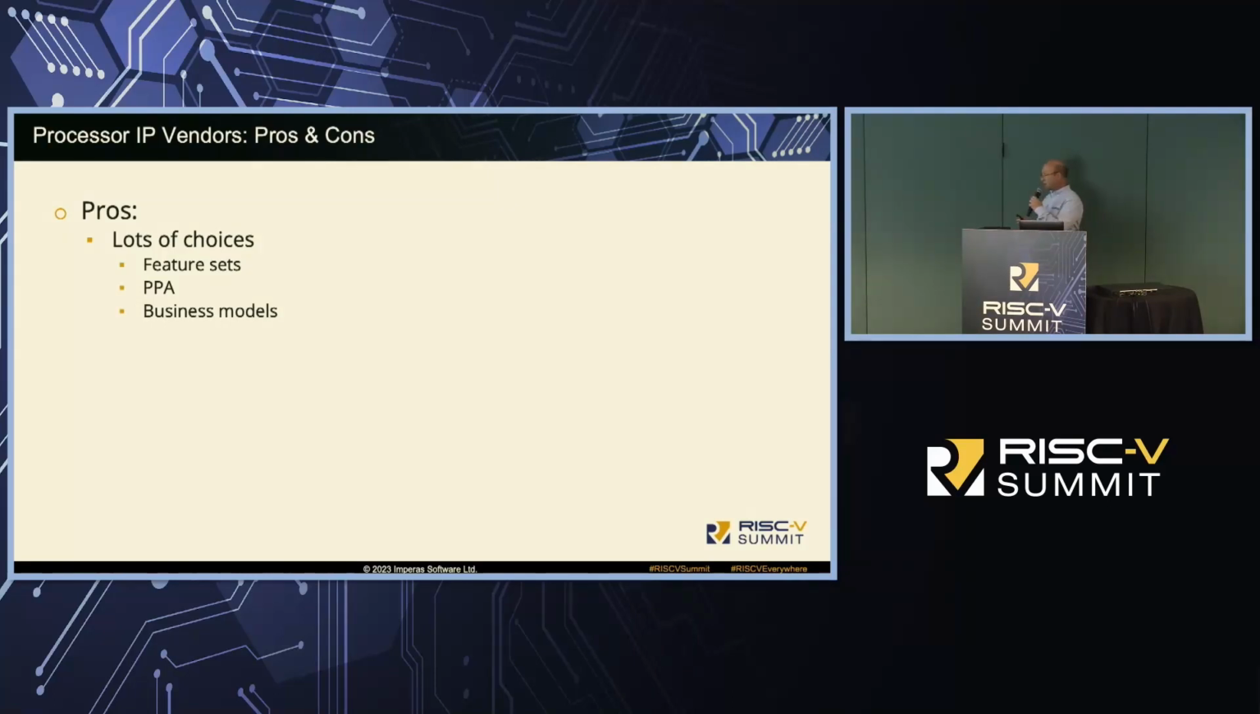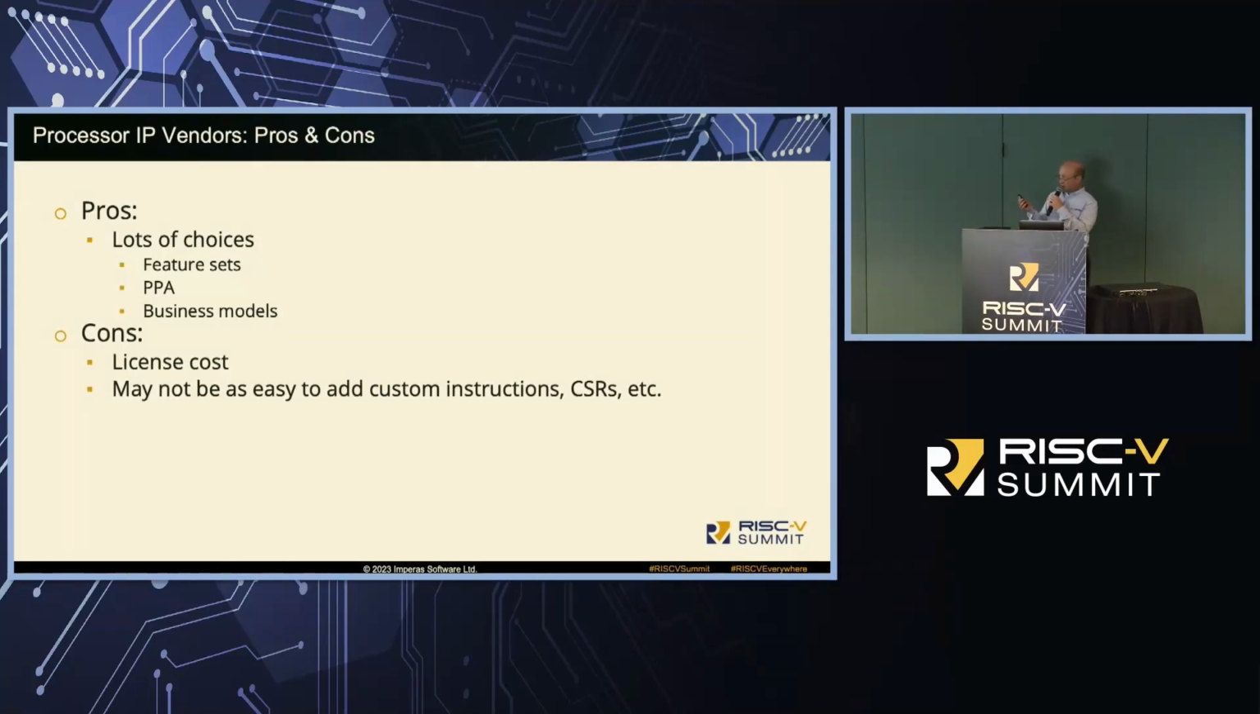That's a good thing. So on the con side with processor IP vendors, yep, you're paying for a license. Okay, that's fine, but you're getting processor IP, so there should be value for the license cost that you're paying. And then depending upon who you're working with, it may or may not be easy to add custom instructions. And again, adding the custom instructions, custom CSRs, it isn't just adding them in, it's supporting those and what you're going to have to do with those. So you need to think about all that.